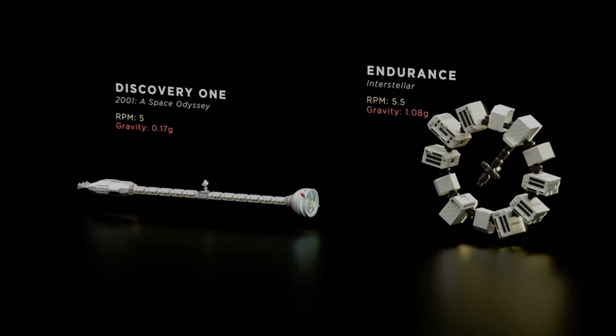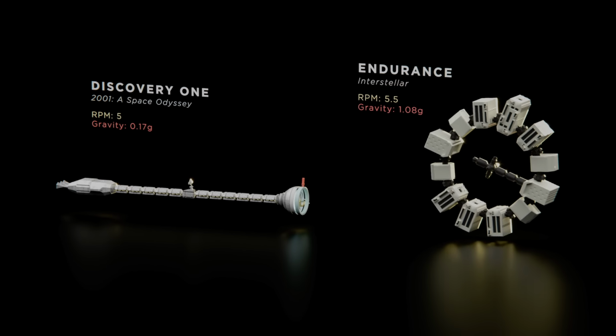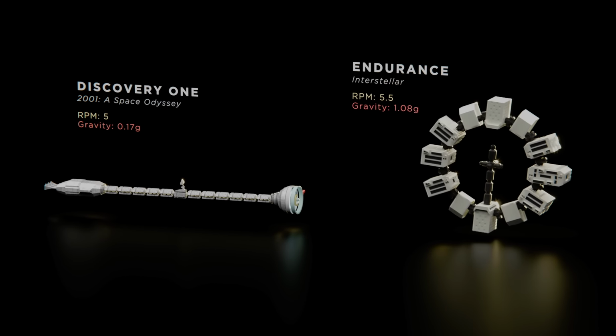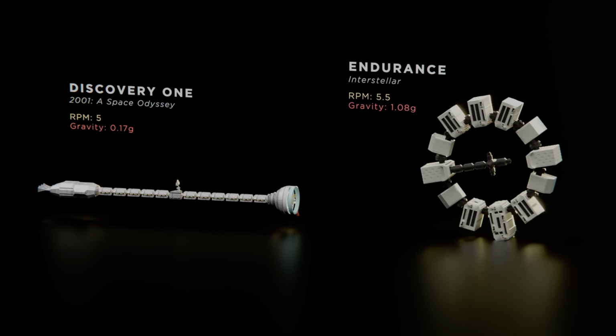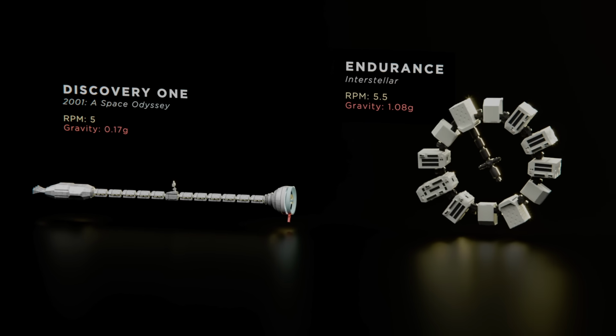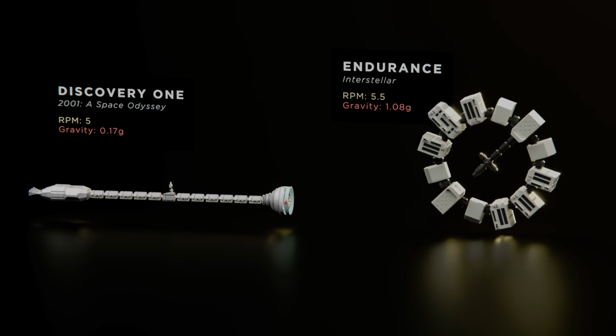But even that is still pretty fast, and it's probably going to make some people sick, which was accurately depicted in the movie Interstellar. The ship Endurance rotates at 5.5 RPM, and poor Rama must have run out of Dramamine.